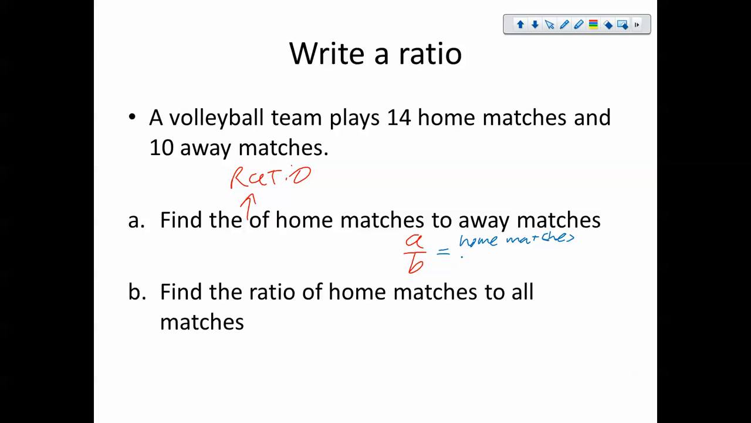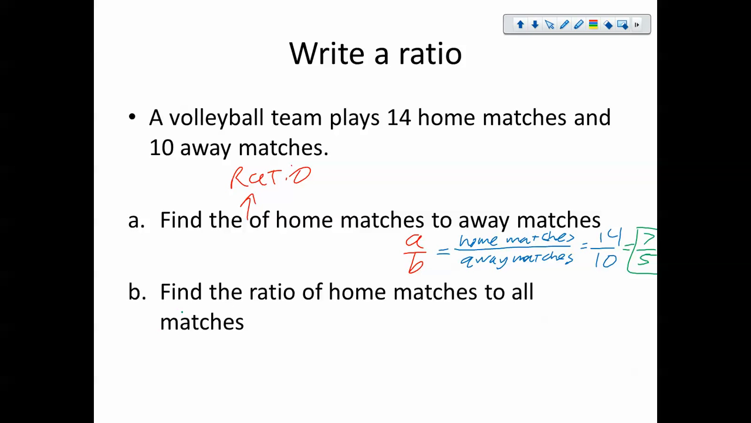to away matches. I simply need to write in what my home matches were. How many home matches did we have? We had 14. How many away matches did we have? 10. But notice this is a fraction that can be reduced: 14 over 10. The number 2 goes into both of those, so that's actually 7 over 5 is how we're going to want to write that. We want to reduce our fractions.